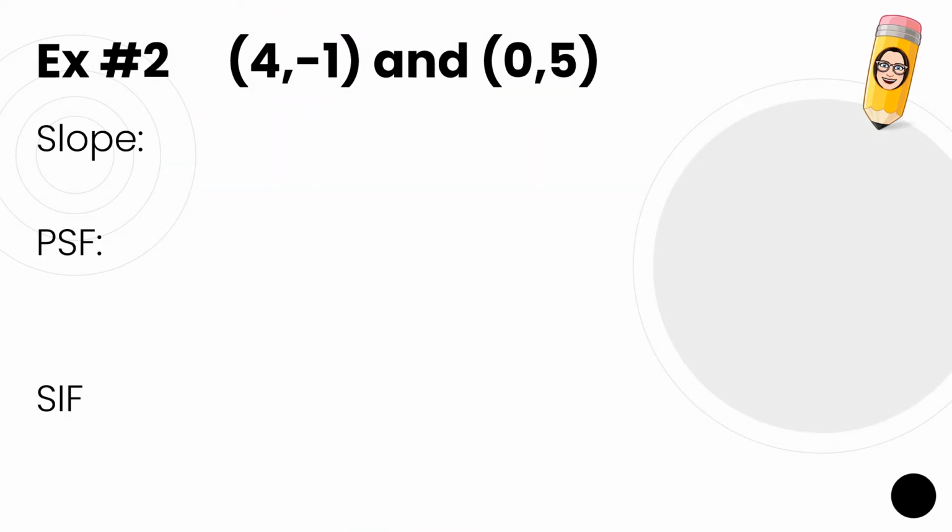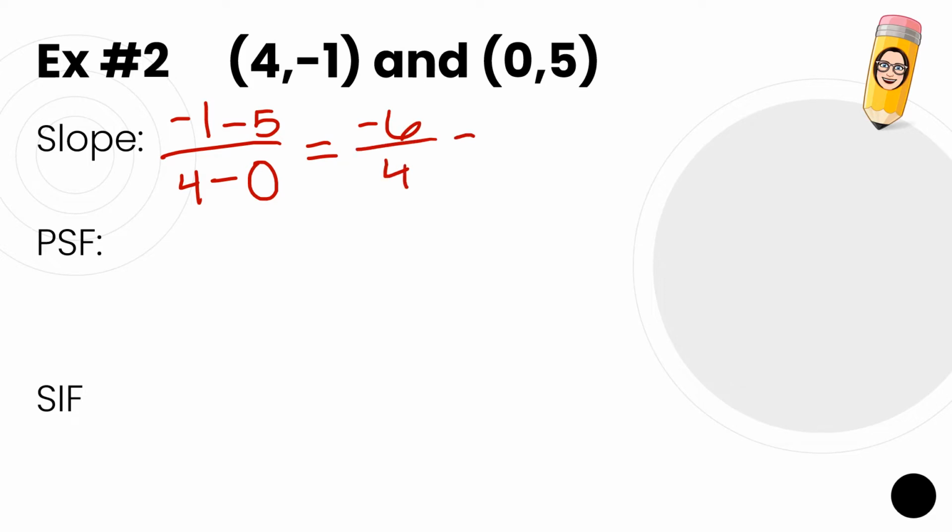Let's try again with these 2 points. I'm going to start by finding the slope between the 2 points. Again, I'm going to zoom through this. If you need more support, please see my slope between 2 points video. I've got a negative 6 over positive 4, and if I take a look, I need to reduce. My slope is negative 3/2.